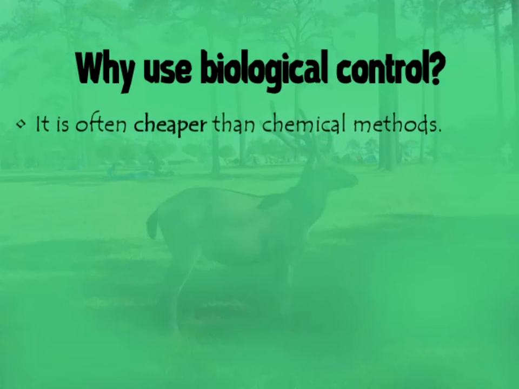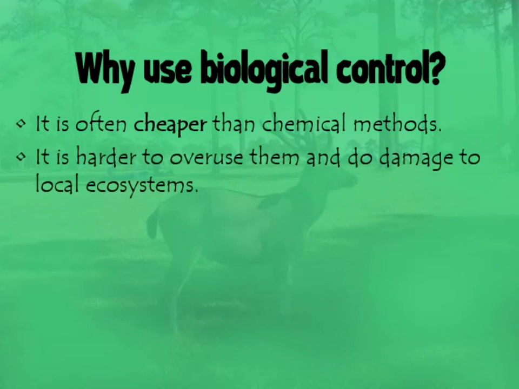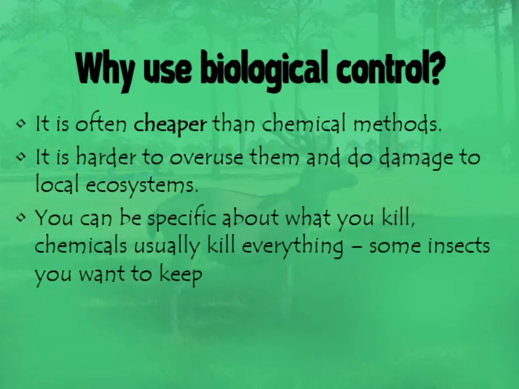And what are those briefly? Well, typically it's cheaper because you just need to get some organisms that already exist. And it's harder to overuse them. It's harder to do serious chemical damage by putting too much in, although there are problems, as we will see. You can be specific too about what you kill. If the food chain is set up so that a certain organism needs a certain host or a certain prey, then it will only kill that prey, and it won't kill other species that you might want to keep.